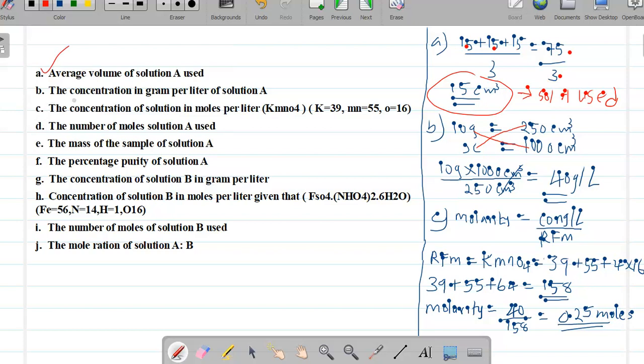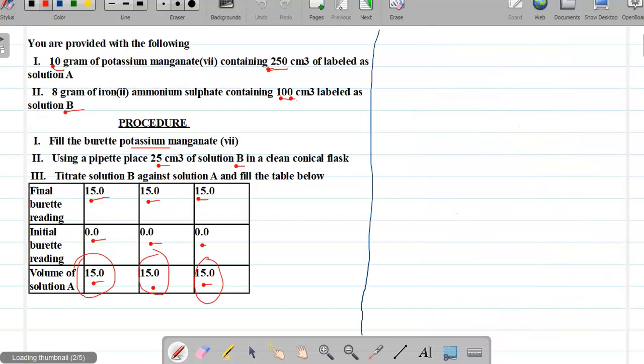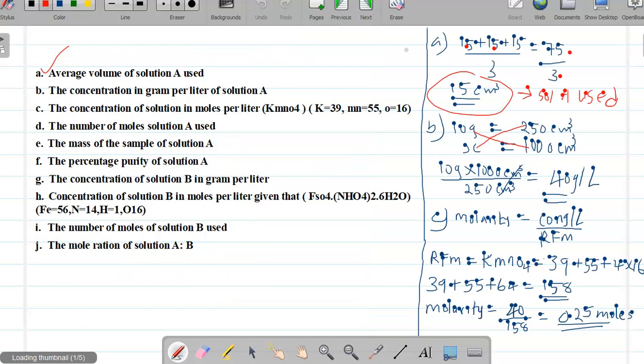So we have B, the concentration in gram per liter of solution A. For solution A, we have the mass, which is 10 gram, and the total volume of 250. So 10 gram is equal to 250. What about 1000? To calculate the concentration in gram per liter, 1000 multiplied by 10 gram, then divided by 250. Then you get 40 gram per liter. That's how you do B.